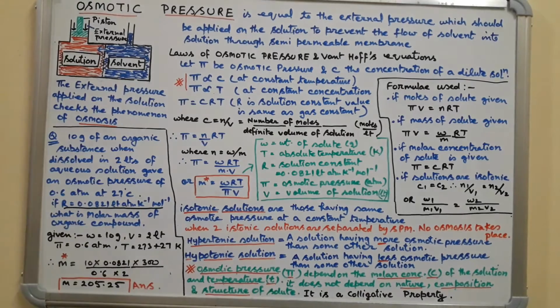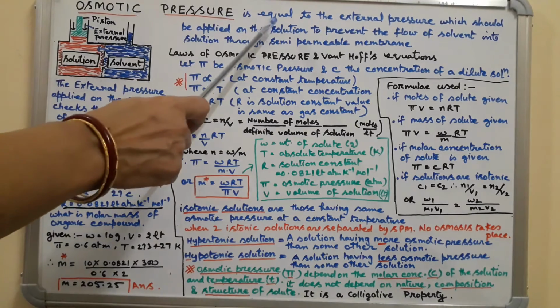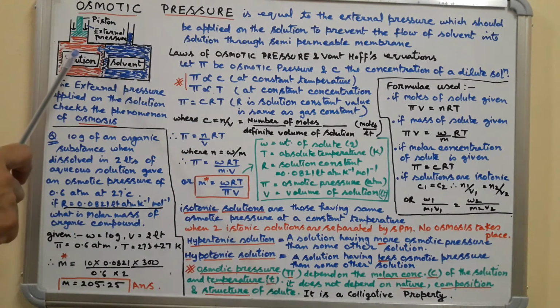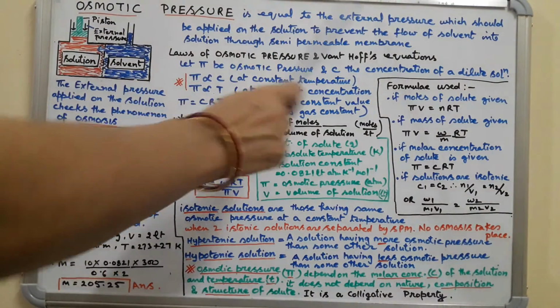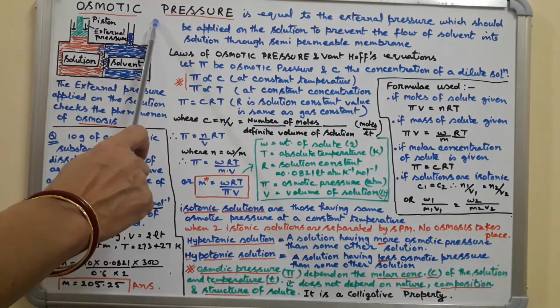Is that clear? Now, if an external pressure is applied on the solution side, let's see what happens. You can see a piston here and it is a movable piston. So if this external pressure is applied on the solution side, that is the more concentrated side, let's see what happens here. It develops an osmotic pressure here.